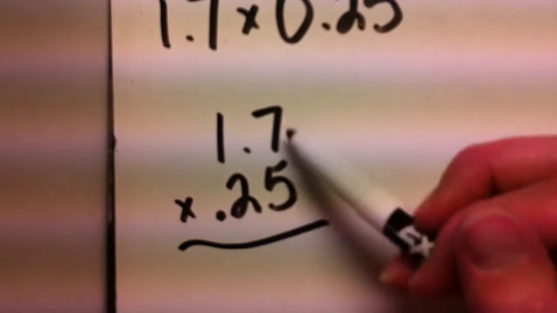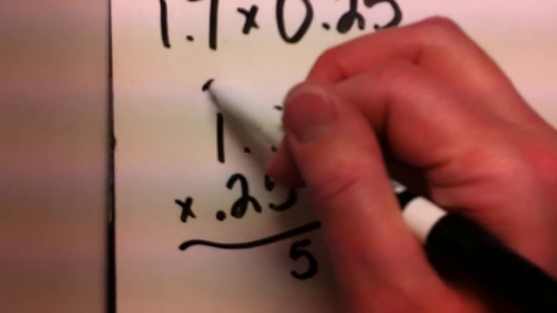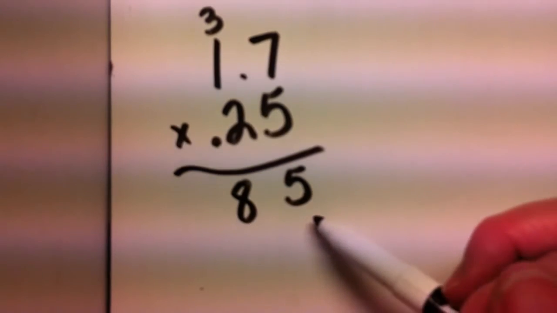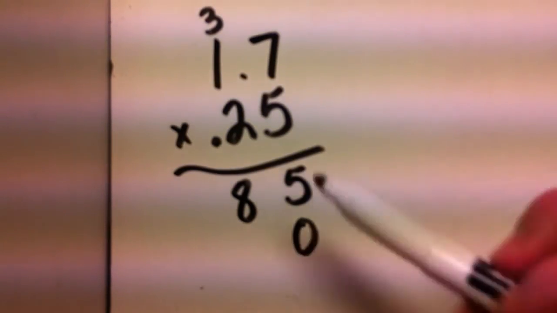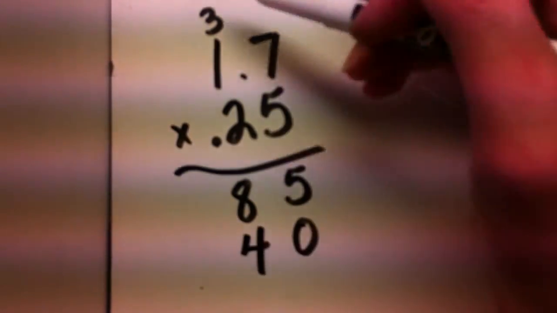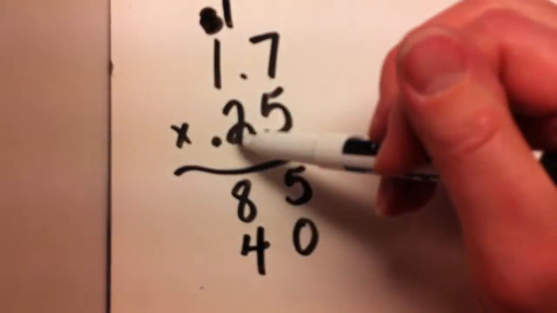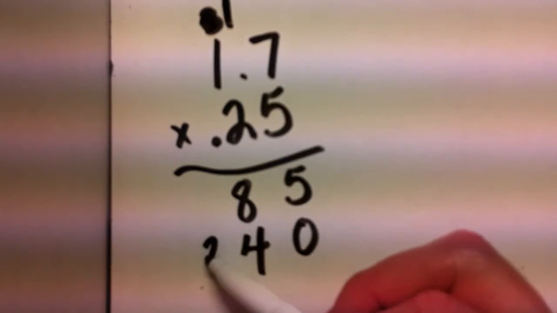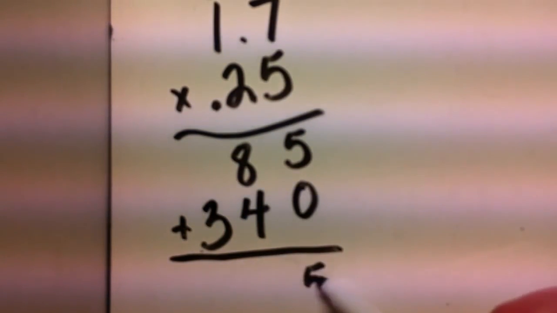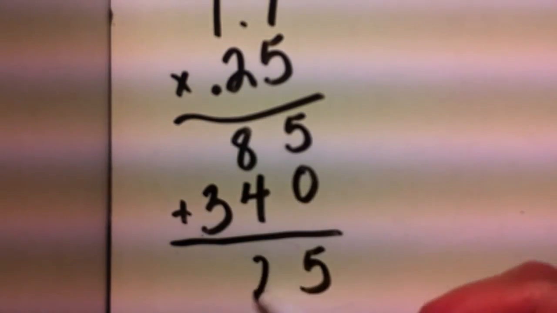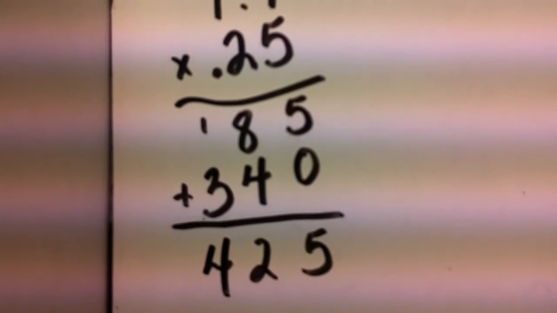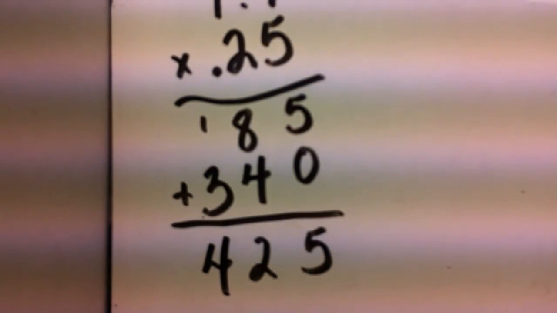Now I multiply. 5 times 7 is 35. Carry the 3. 5 times 1 is 5, plus 3 more is 8. I do a placeholding 0 because now I'm multiplying tens. 2 times 7 is 14. Carry the 1. 2 times 1 is 2, plus 1 more is 3. And then I add together my pieces. 5 plus 0 is 5. 8 plus 4 is 12. Carry the 1. 1 plus 3 is 4. So I got the answer 425.